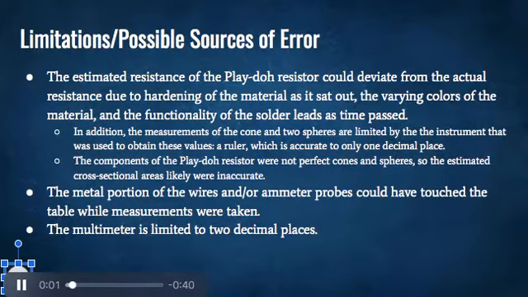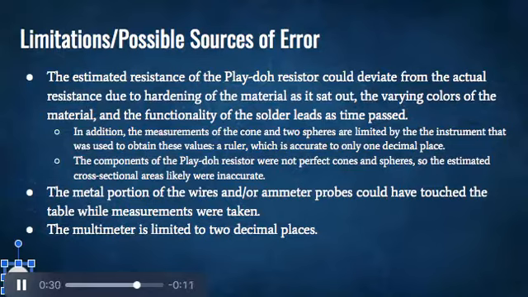This experiment had several limitations. For example, the estimated resistance of the Playdoh could have deviated from the actual resistance because of the colors of the Playdoh, hardening of the material, and the functionality of the solder beads as time passed. Also, the measurements of the cone and the spheres are limited by the instrument that was used, which is a ruler. The components of the Playdoh resistor are also not perfect cones or spheres, so it's likely that the measurements we took are not accurate.